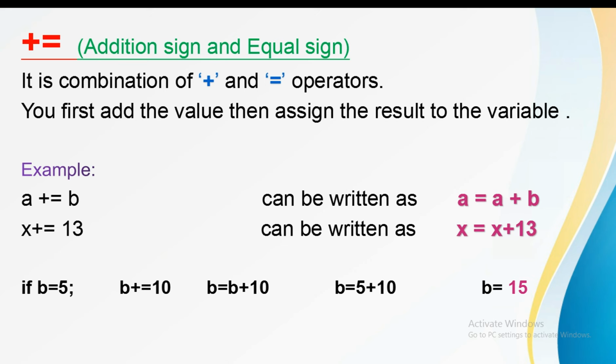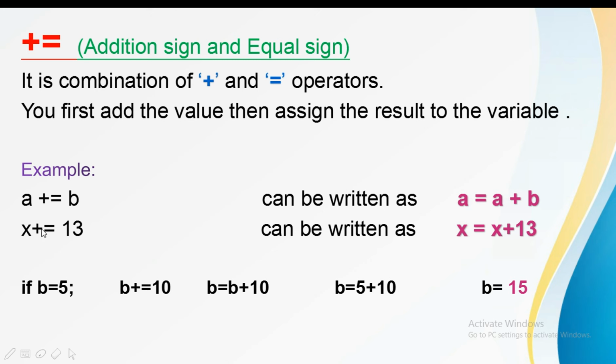The next one is addition sign and equal sign. Yani we are combining a plus and an equal sign. We are combining both signs together. This one states that you first add the value, then you assign the results to the variable. Kwa hivyo addition inafanywa kwanza, alafu kupeana ile value inafanyika baadaye. Kwa hivyo ni kama hapa tumepatiwa a plus equals to b can also be written as a is equals to a plus b. So first you add a plus b, then you assign the total to the a.